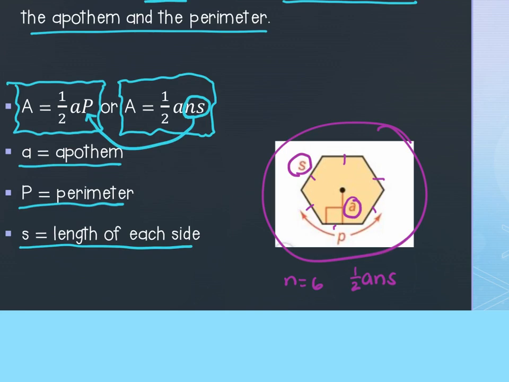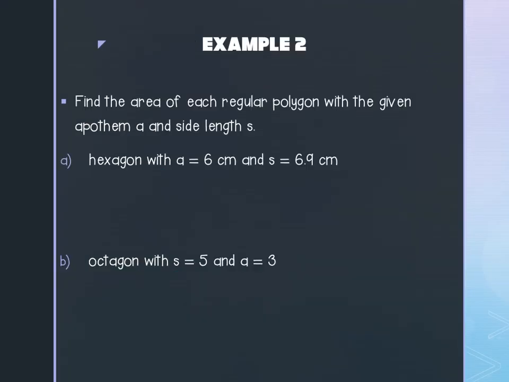All right, let's look at some examples of area of a regular polygon. Example 2 says, find the area of each regular polygon with the given apothem A and side length S. So apothem is A, side length is S. Area, because we don't have perimeter, we're going to do 1/2 A, N, S.